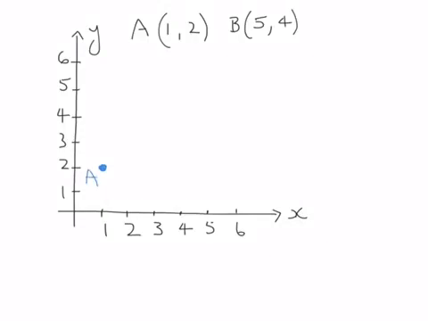And my point B is 5, 4. So I will go across 5 and up 4. And my point B is there. I should be using a ruler, but we'll be able to work from here. So we've got our 2 points.